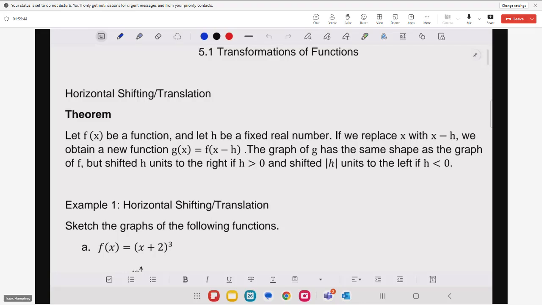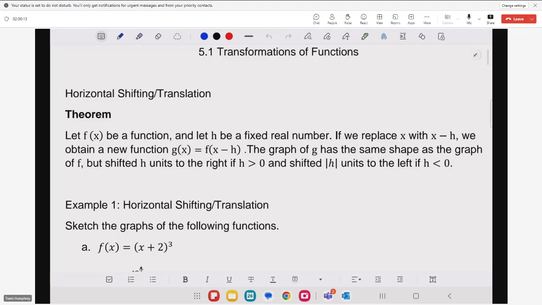Transformation of functions. So let's talk about how graphs of functions move around on the graph and what causes them to do this. So we'll first start with a theorem. Let f of x be a function and let h be a fixed real number. If we replace x with x minus h, we obtain a new function, g of x, which is equal to f of x minus h.